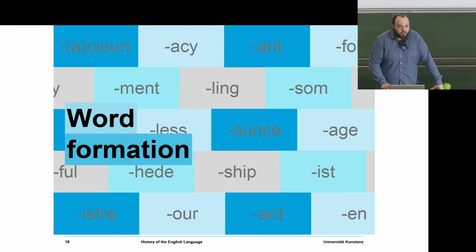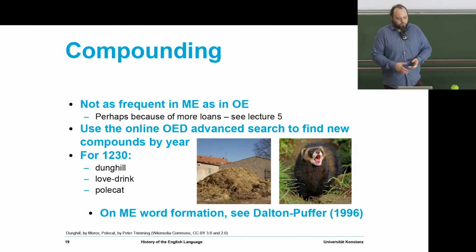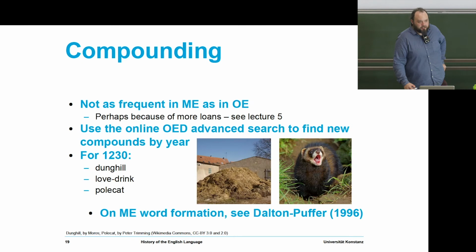Any other questions? Okay, so word formation. We've already touched on this a bit when we were talking about the influence of French last time. And we can look at all kinds of different words and structures and look at the new words that are emerging in the history of the language. The first major source that we found for new words in Old English was compounding, and we don't quite find as much compounding in Middle English as we do in Old English.